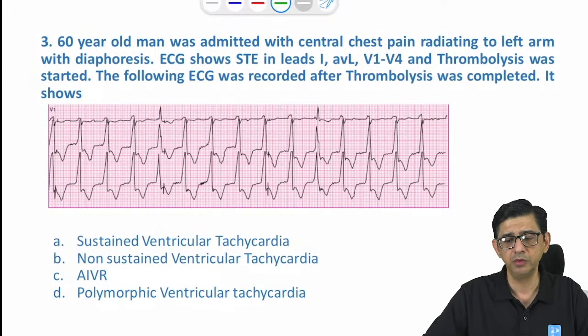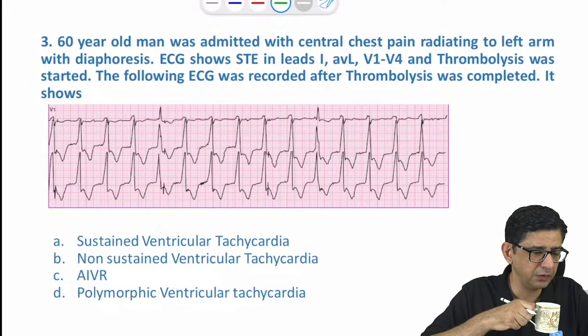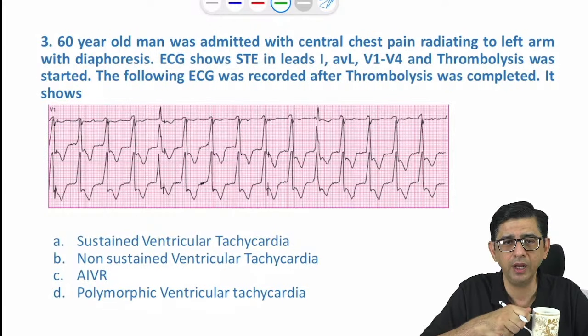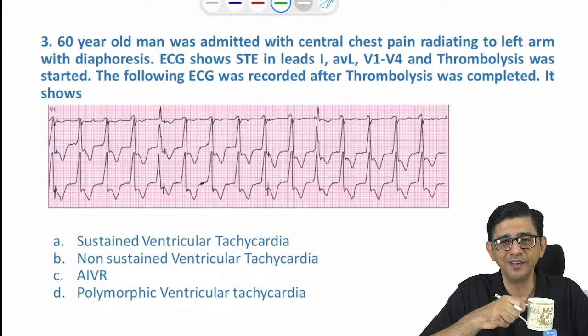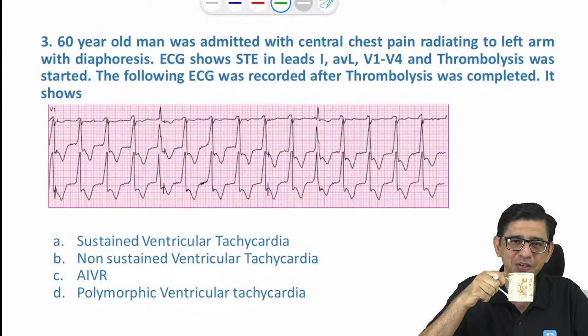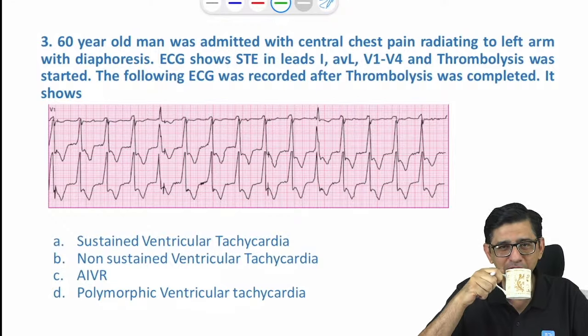A 60-year-old man is admitted with central chest pain, and the pain is radiating to the left arm. He's having a lot of sweating. ECG is showing ST elevation. I'll let you figure out and absorb the question, right? ST elevation in 1, aVL, V1 to V4.